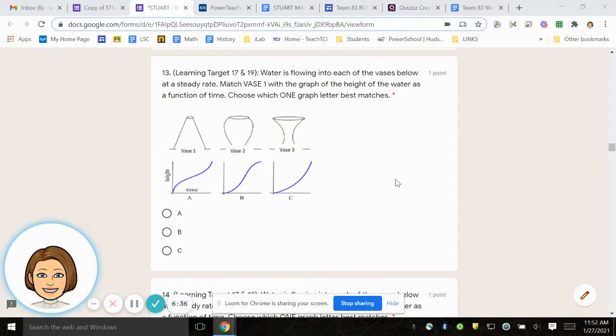Number 13, water is flowing into each of the vases below at a steady rate. Match vase 1, so match just this vase, with the graph of the height of the water as a function of time. Choose which one graph letter best matches. So vase number 1, which graph matches vase 1? A, B, or C?